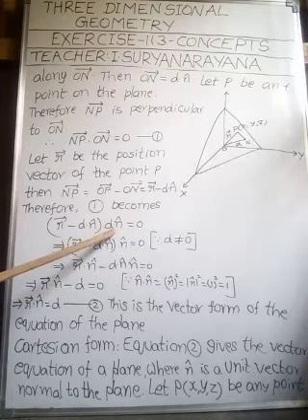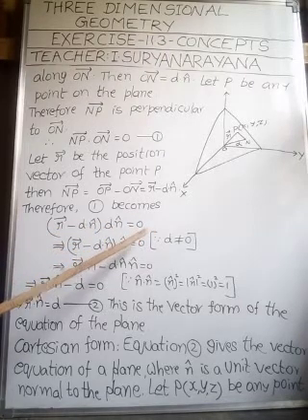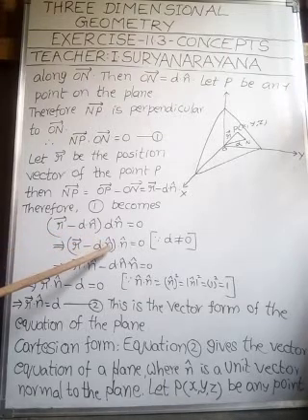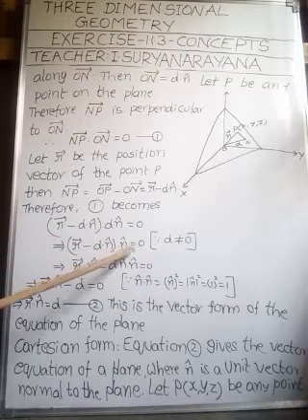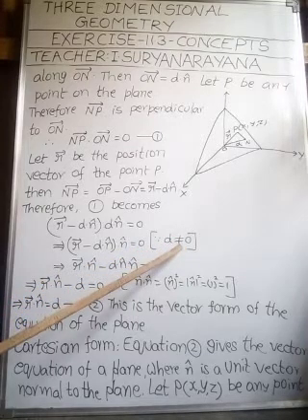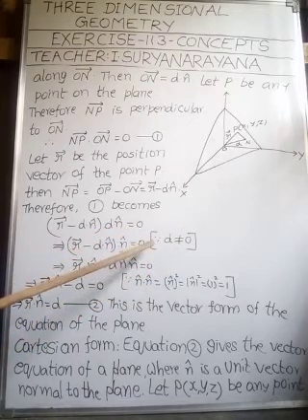Here D is a numerical coefficient. So let us divide this entire equation by D. Then what will you get? R bar minus D into N cap, dot N cap is equal to 0, because D is not equal to 0. D is a scalar. So we are dividing this entire equation by this scalar. Understood this step, my children?